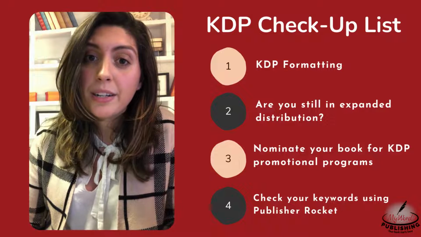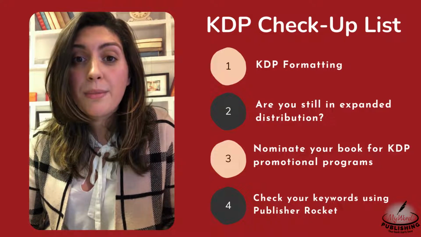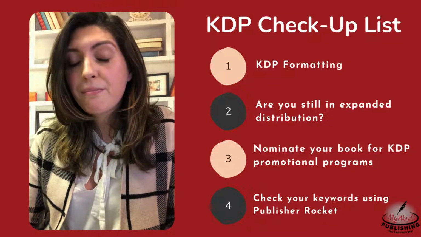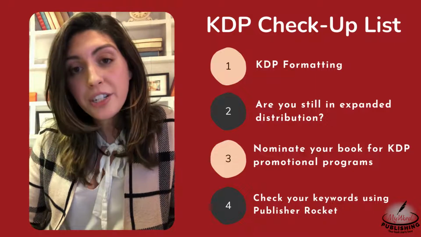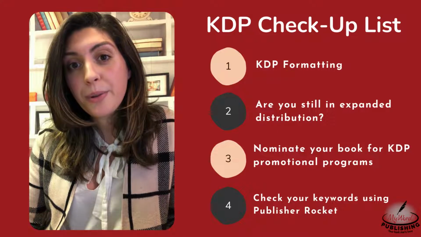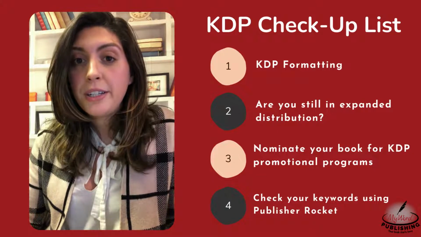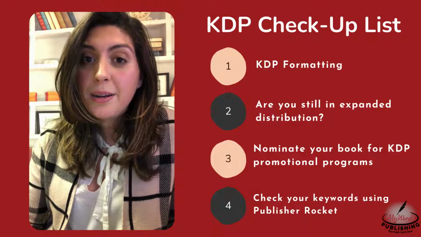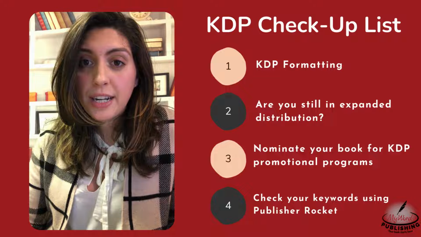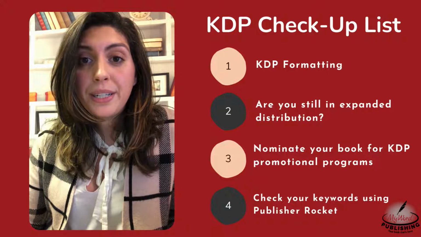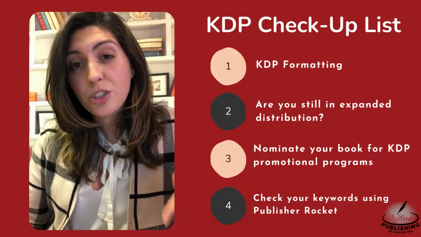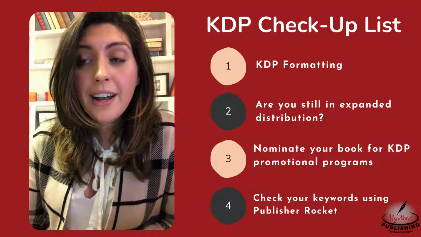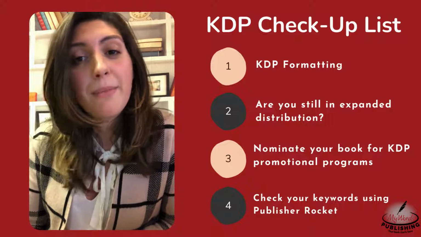Number 3, nominate your book for KDP promotional programs. Amazon KDP has been having new programs come to their platform, and now I want you to take advantage of it. And lastly, 4, we want you to check your keywords using Publisher Rocket. So every 6 months or so, you really should be updating your keywords, and the best way to do that is using a tool called Publisher Rocket based on real Amazon search data. So that tool is going to be put into the description below, so check it out after this video. So let's get started on how to check up your KDP account and make those fixes.